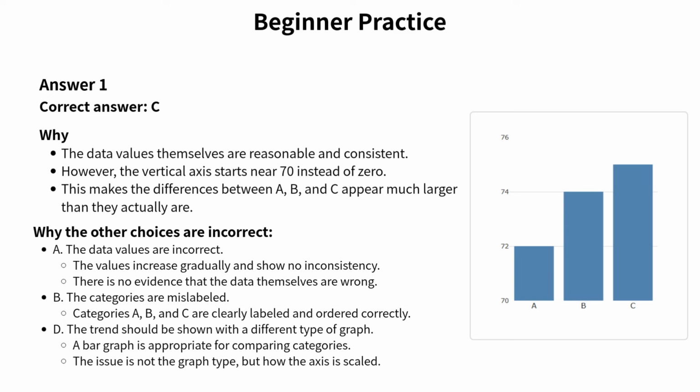Now let's briefly look at why the other choices are incorrect. Choice A says the data values are incorrect. But the values increase smoothly and show no inconsistency, so there is no evidence of an error in the data. Choice B claims the categories are mislabeled. In fact, categories A, B, and C are clearly labeled and ordered correctly. Choice D suggests using a different type of graph. A bar graph is actually appropriate for comparing categories. The problem is not the graph type, but how the axis is scaled. On the SAT, always remember to check how a graph is drawn before questioning the data itself.